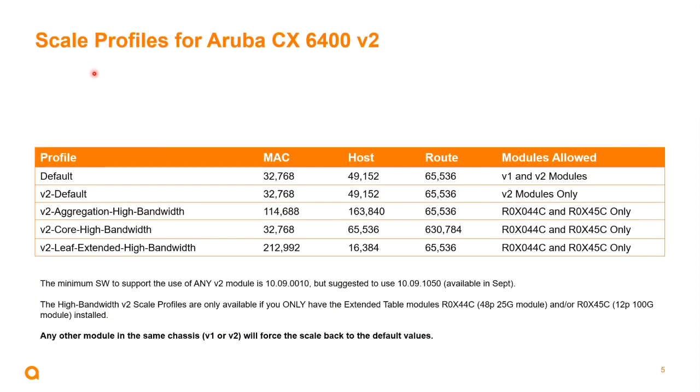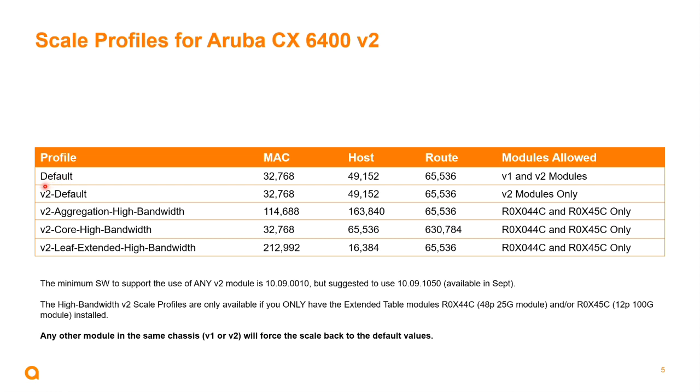So let's dig into the scale profiles for the CX 6400 version 2. When you apply the profiles, you can go with the default. If you have the default and you have version 1 and version 2 modules mixed, you have 32k MAC, 49k hosts and 65,000 routes. Now, similar applies when you have V2 modules only. You have 32k routes, 49k hosts and 65k routes.